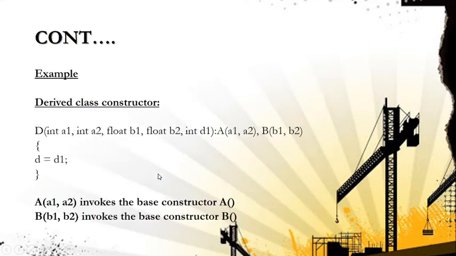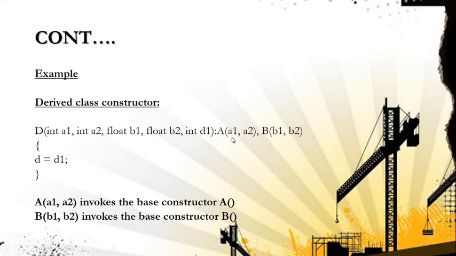So let's see an example of how it is being done. A very small example I have given here. You can see this is a derived class's constructor. So I'm having 5 arguments inside: integer a1, integer a2, b1, b2, d1. And you can see here, this is how you have to inherit a base class's constructor. You have to use a colon and then you have to use a base class's constructor name along with its parameters. See, a1, a2, it's not a new variable. It is already given inside the derived class's constructor.